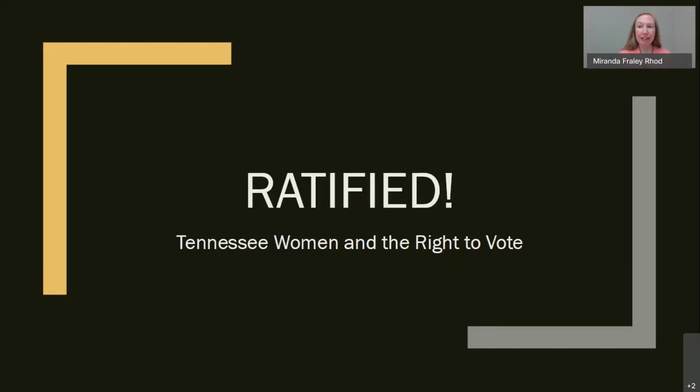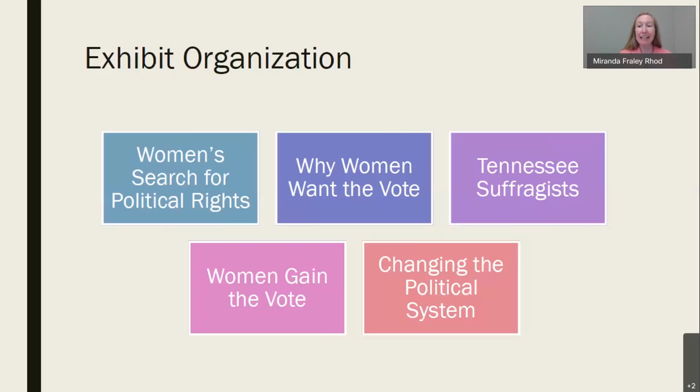So we've just recently opened our new women's suffrage exhibit, Ratified: Tennessee Women and the Right to Vote, and that's going to be the focus of my presentation. The exhibit is organized into basically five parts, and it's really great because visitors can move through it in whatever path they choose.